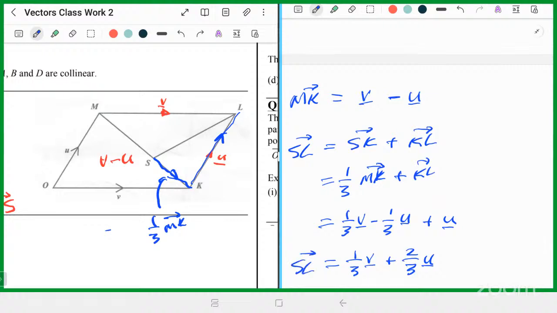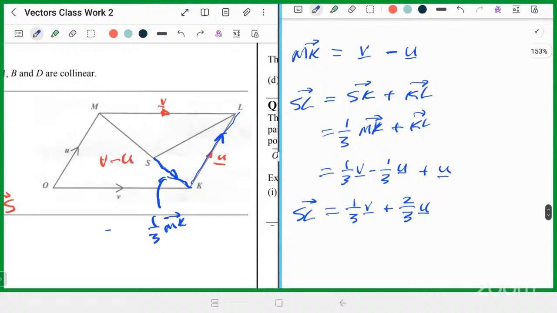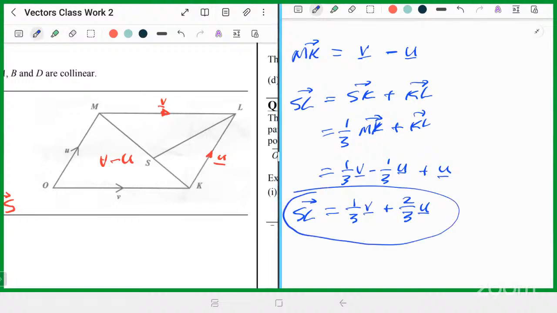And because this is vectors and we have a diagram, it's good practice that whenever you're doing a vectors question with a diagram and you get an answer like, for example, this one, you want to test your answer on the diagram over here to see if it makes sense, if this vector will actually take you from S to L. All right, you want to do that little check. All right, so let's do it over here.